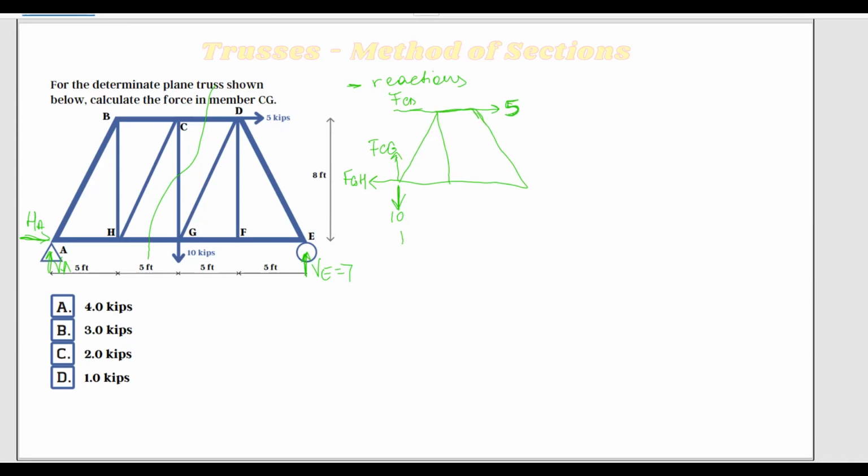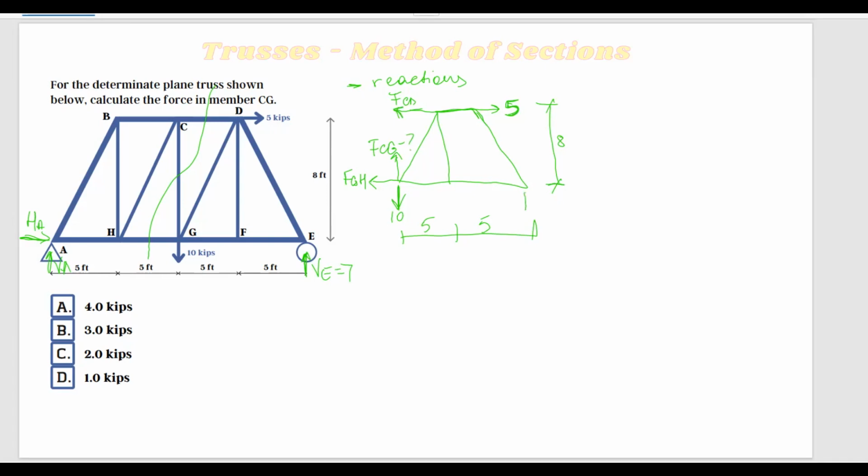Okay, now these dimensions are 5 feet and 5 feet. And this is 8 feet. Our goal is to find FCG. Let's see how we can do this. Oh, we also have the reaction, which is 7. It seems this is a pretty easy case we have.